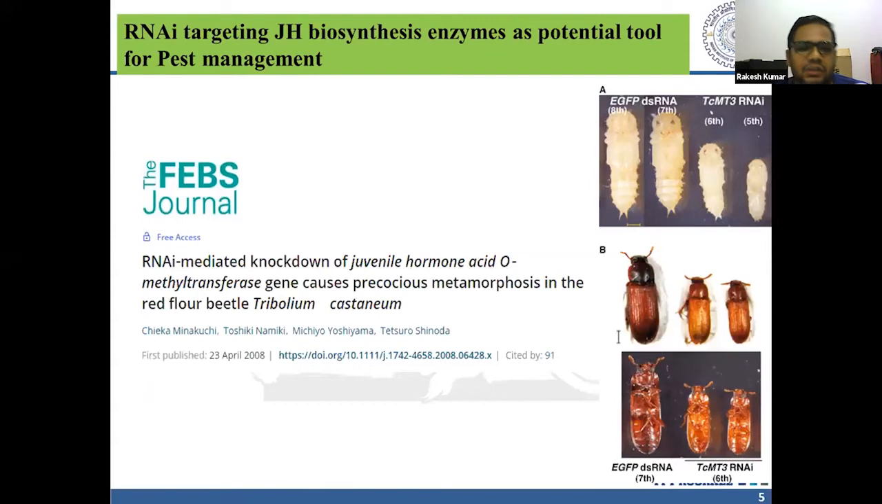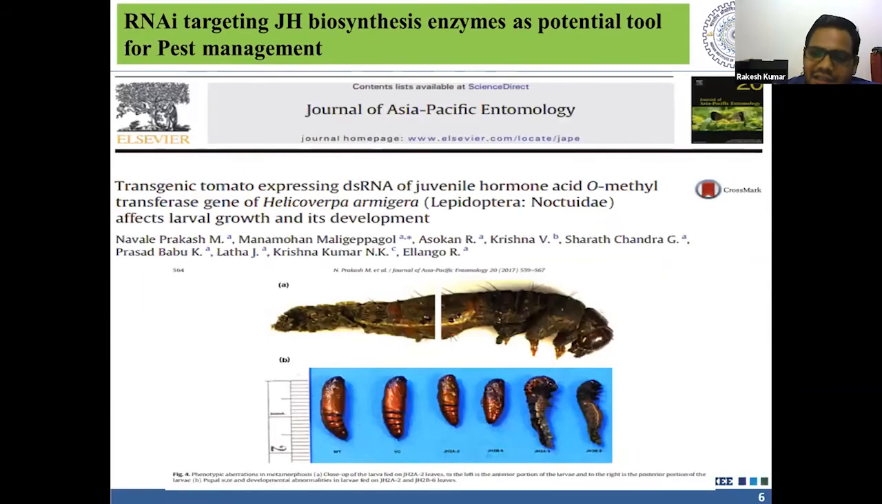In one more study, the same enzyme was targeted using RNA interference in Tribolium castaneum, and precocious metamorphosis was observed. And in our target pest, Helicoverpa armigera, there is a recent study from 2014 by Indian scientists, who specifically targeted the juvenile hormone acid methyltransferase using RNAi, and in this picture they showed how the silencing resulted in deformed development of the larva.